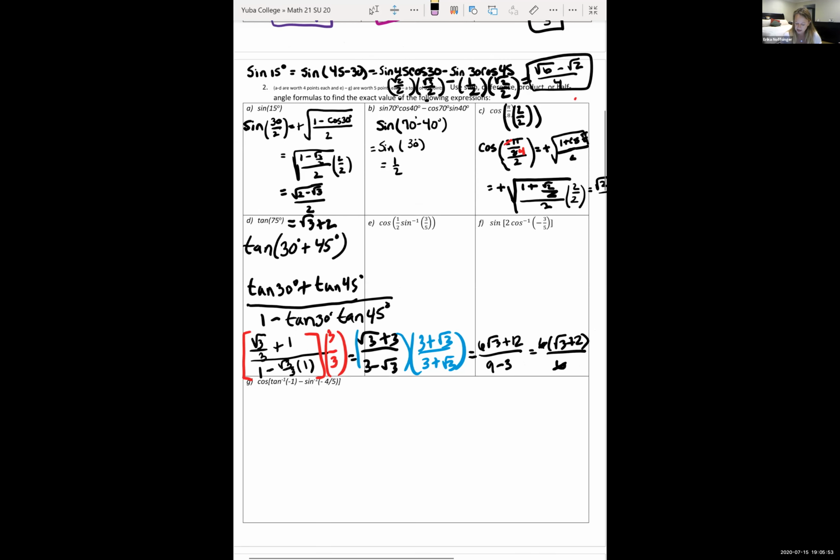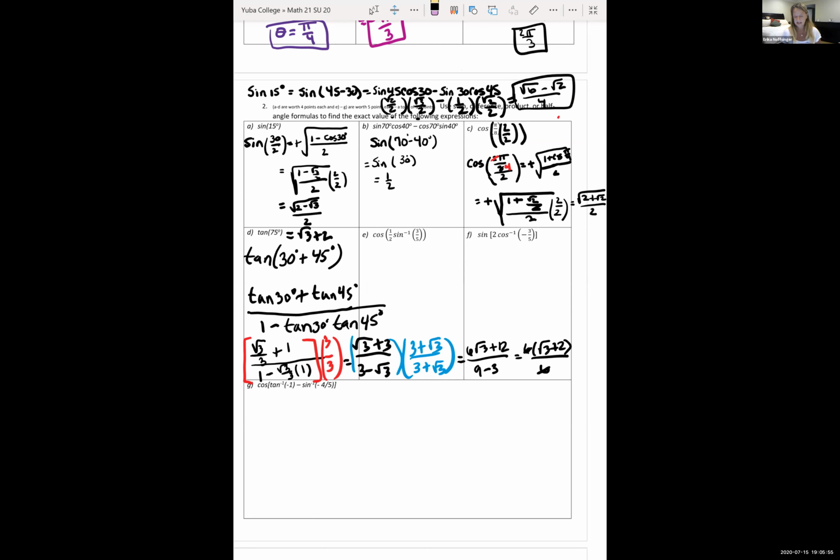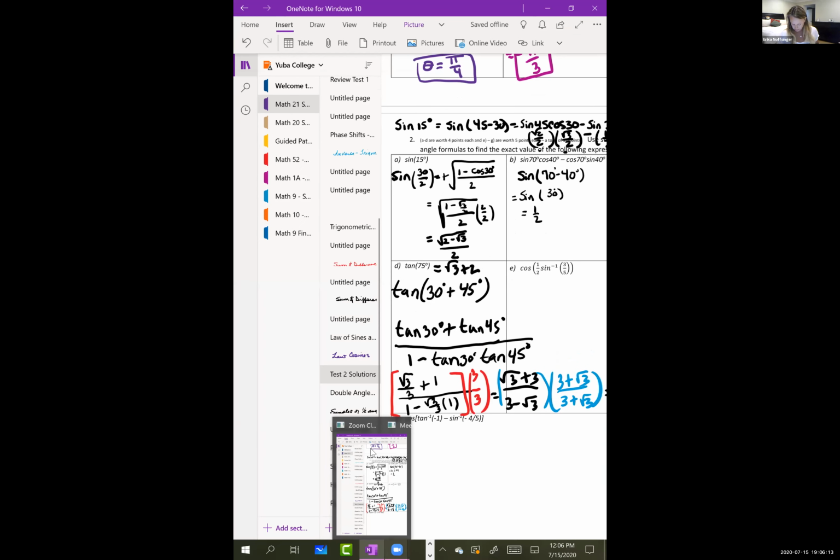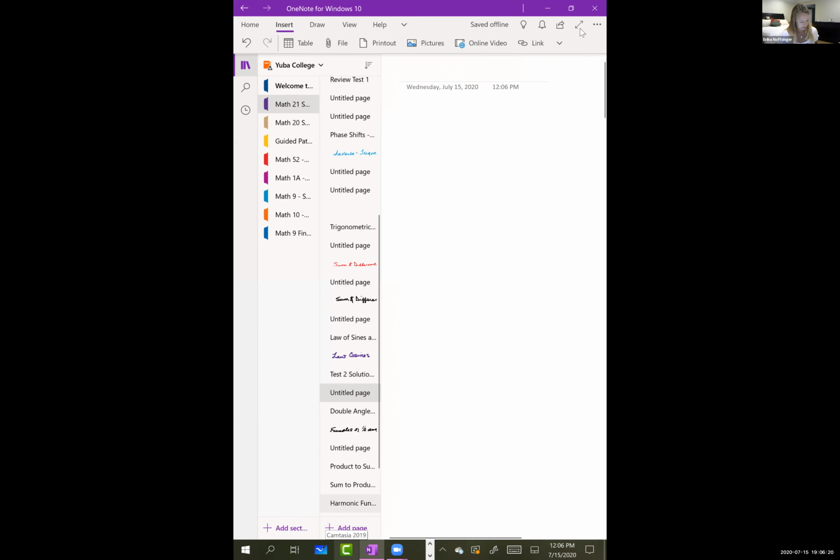Okay, so cosine of 1/2 sine inverse of 3/5. This is where you're going to need to make a triangle. We don't know what sine inverse of 3/5 is. It might be easier, you guys, if I actually just write this out instead of using this document. And I have the test right in front of me, so let me just do that.